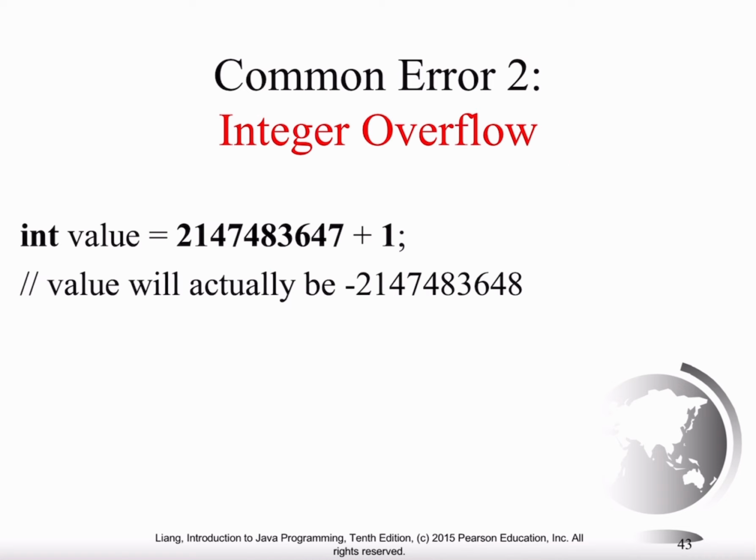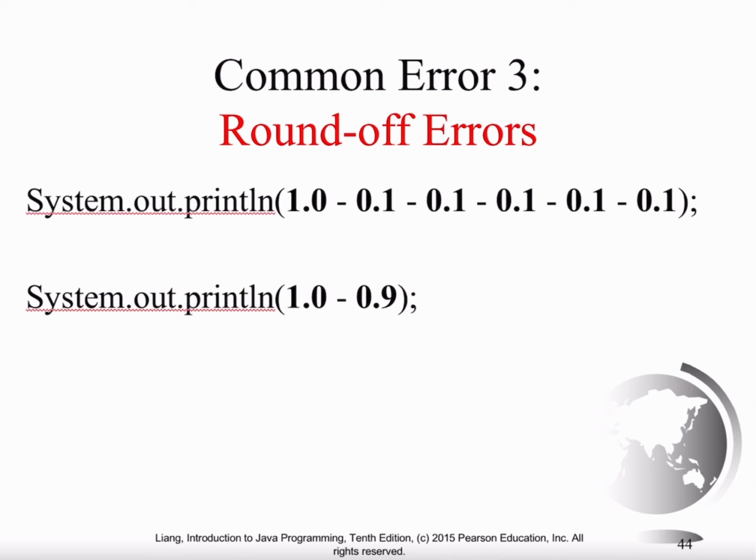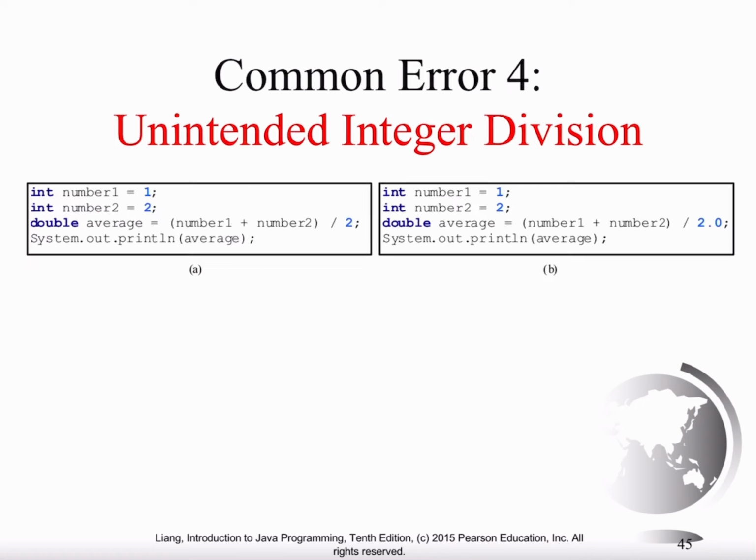Next, in here there will be a logic error because the value will have this output and it's incorrect because there is an integer overflow. Thirdly, we have this, where the output of that question will not actually be exact, which is a round off error. Fourth and lastly is this error, where there are all integers and the answer will be 1.5.